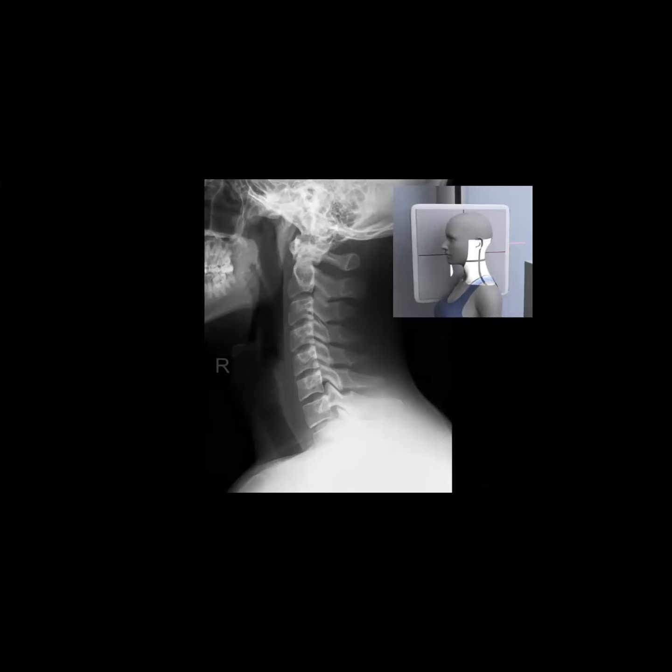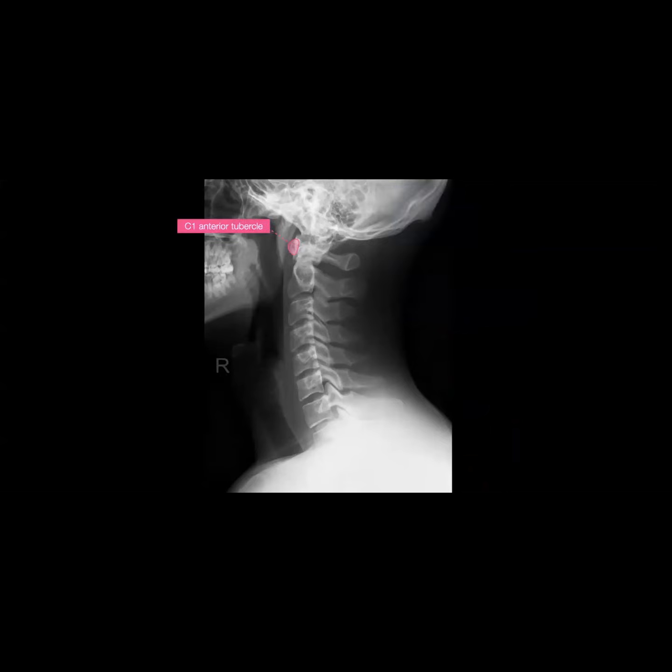Here is a lateral X-ray of the cervical spine showing the anterior arch of C1 with its anterior tubercle, the C1 posterior arch, the C1 posterior tubercle, the C2 body and dens, and here the body of C2, pars interarticularis, lamina, spinous process, the transverse process of C7, the pars interarticularis, and finally the facet joint.